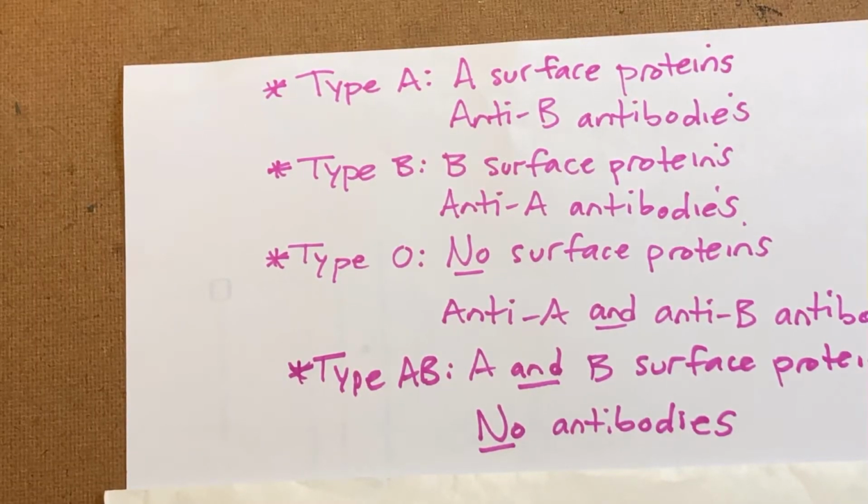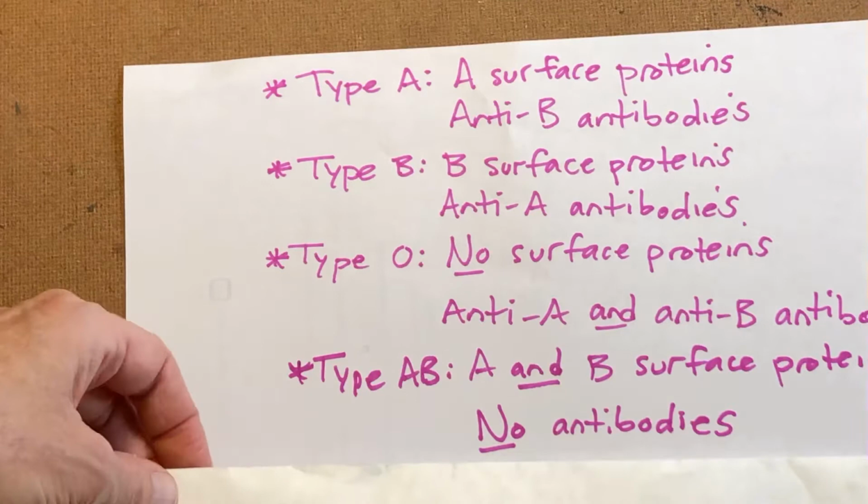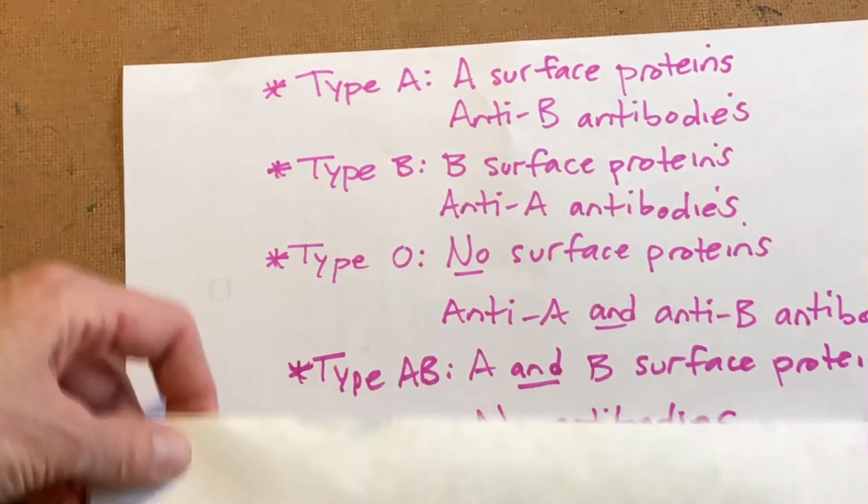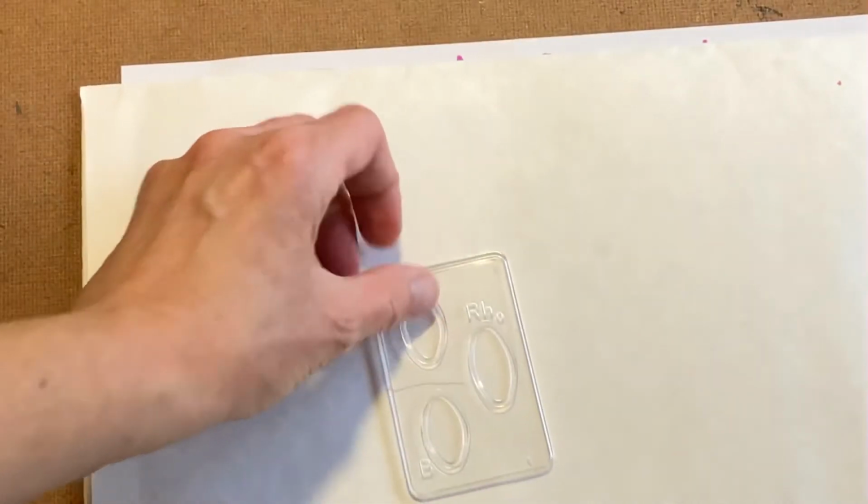If you have type O blood, because there are no surface proteins, it doesn't matter if you add anti-A antibodies or anti-B antibodies. Neither one of them is going to cause the blood to clump up. And if someone has type AB blood, because they have A surface proteins, anti-A antibodies will attack that. And they also have type B surface proteins, so anti-B antibodies are going to cause that to clump. So let me show you what I mean, because I know that was probably pretty confusing.